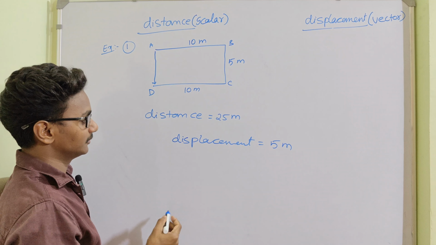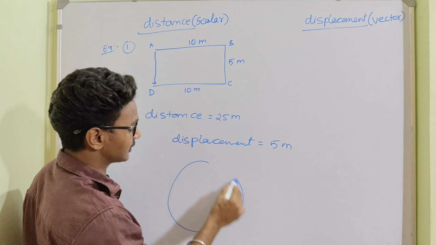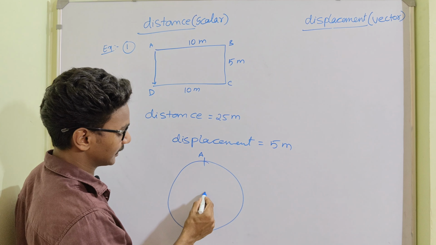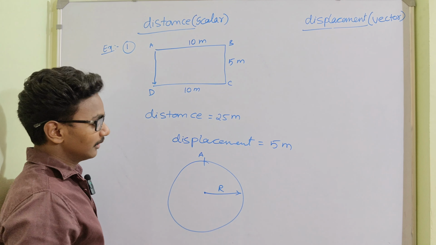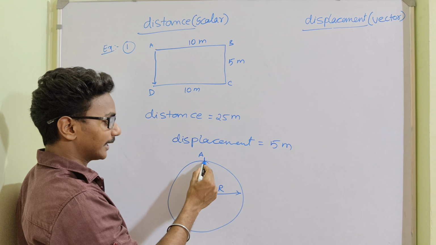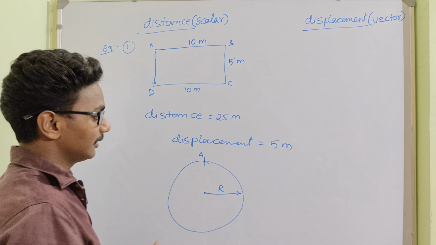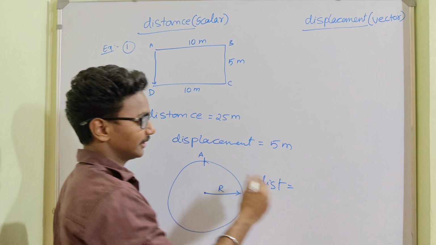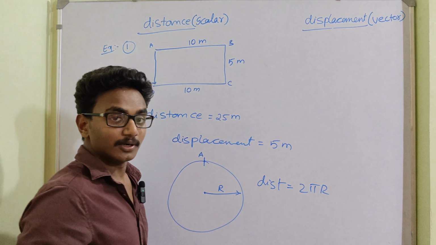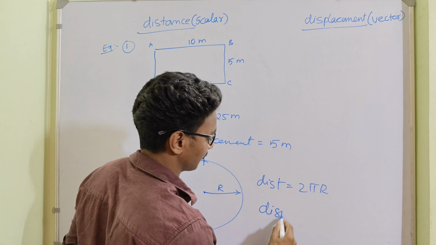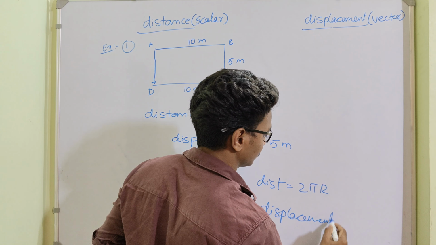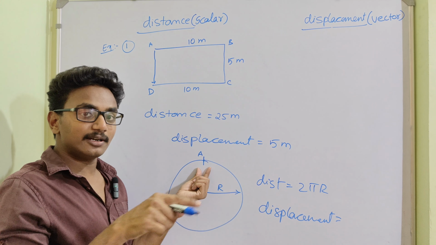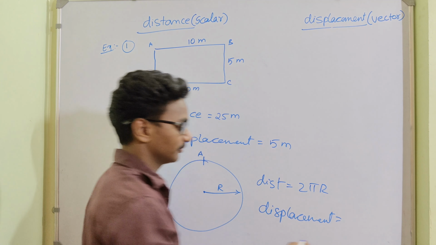Let's take another example. Suppose you are traveling on a circular track. You started at point A, the track of radius r, and you come to the point A again. You completed one rotation. Then the distance is the circumference of the circle, that is 2 pi r. But what about displacement? You reach the same point, right? So initial and final points are the same, then the displacement is 0.